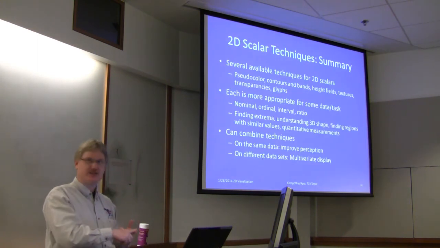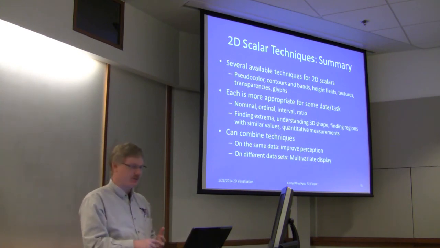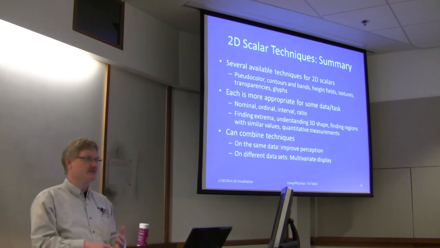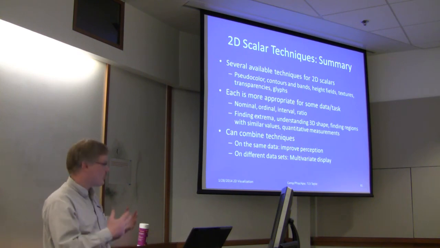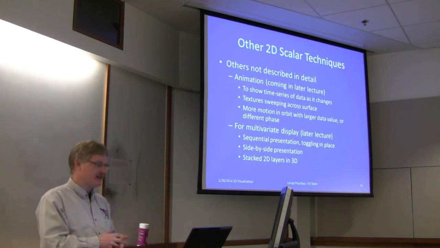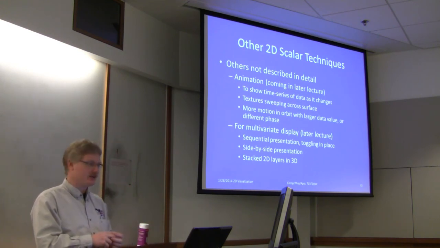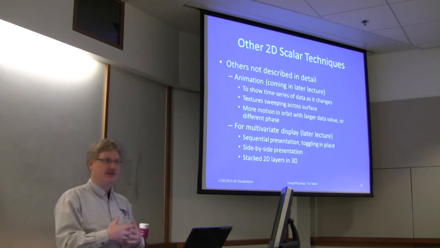All right, so there are several different techniques available. Each is more appropriate for some things and less appropriate for others. You can combine them to hide or mask the negatives of some data sets or to show multivariate display. And there are going to be some other techniques. Animation is probably coming in a later lecture unless it gets voted off the island. And then definitely in the multivariate display lecture, we're going to see sequential, side-by-side, stacked, and glyphs.